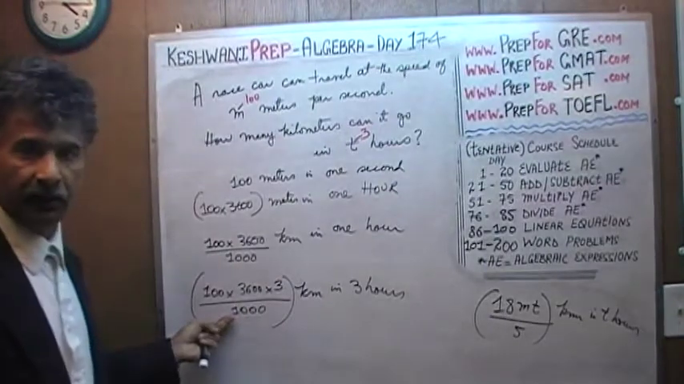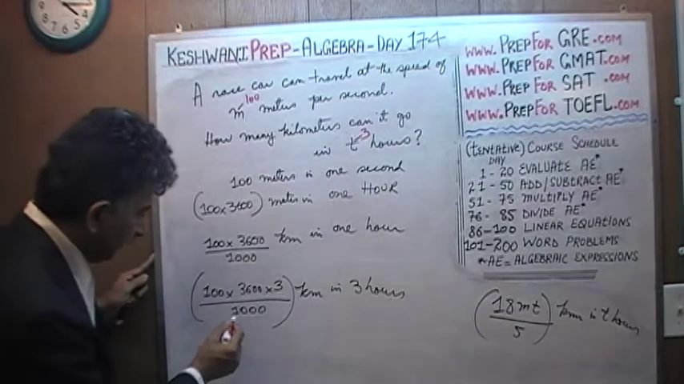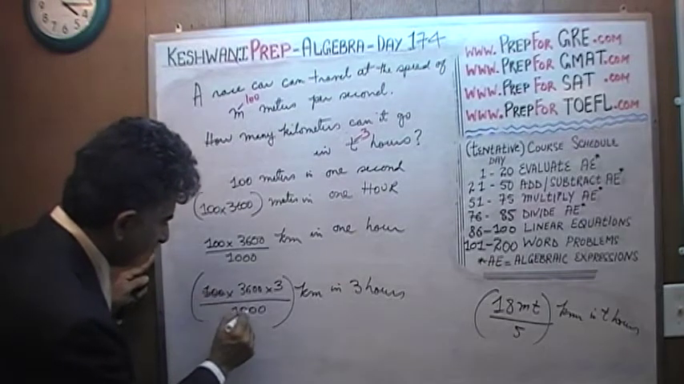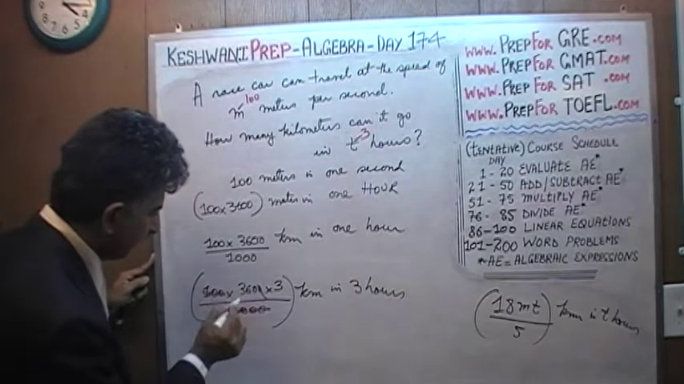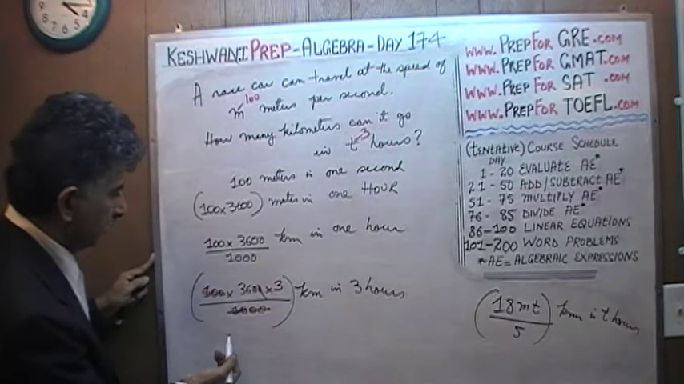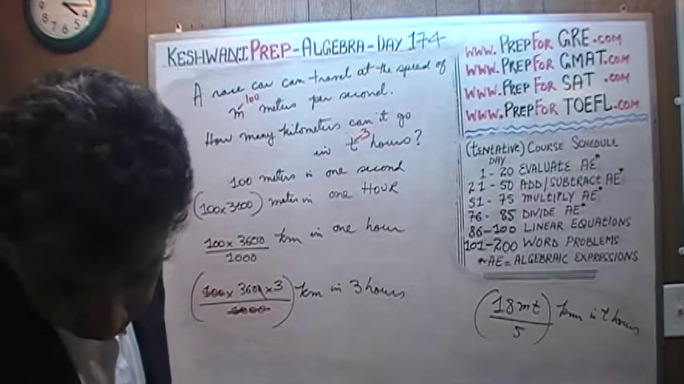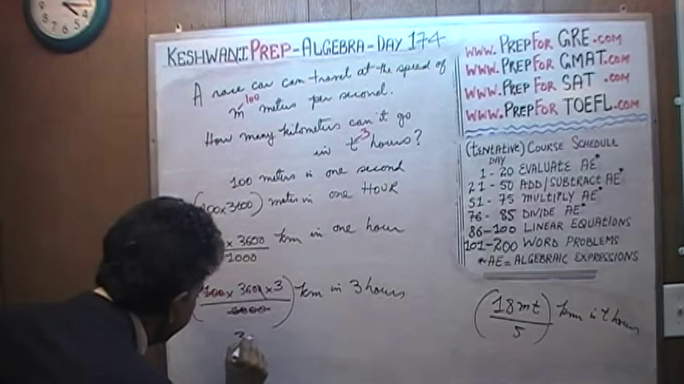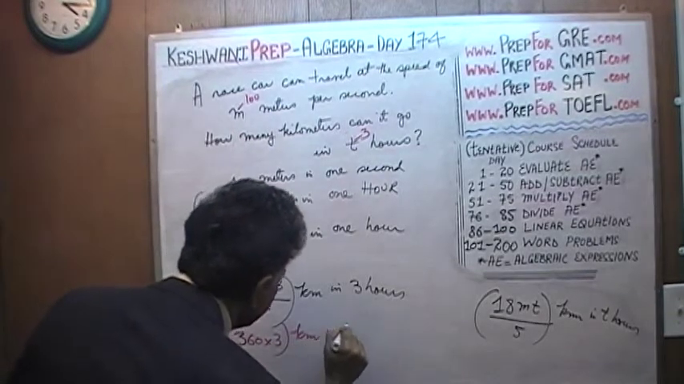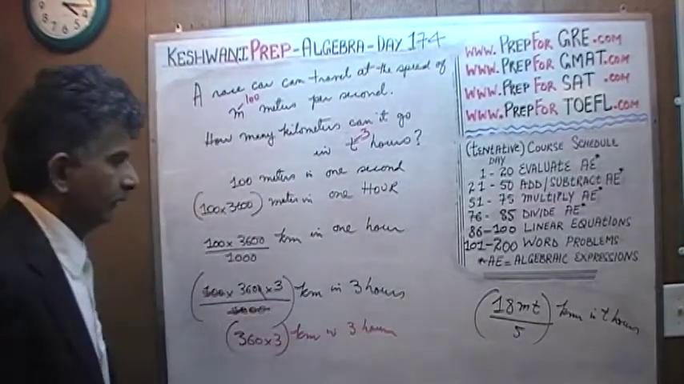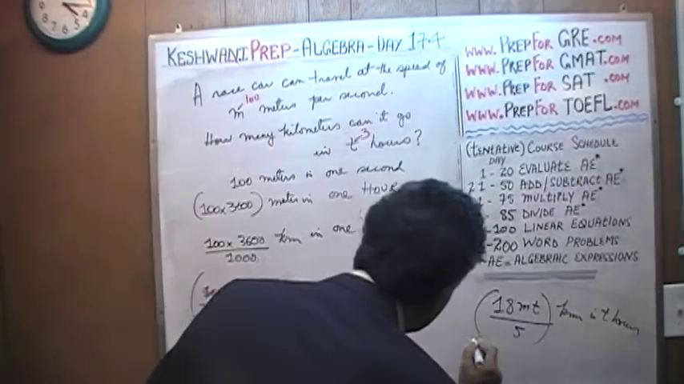We're going to find the answer, and then we're going to see if this guy gives us the same answer. It's very simple. Divide top and bottom by 100. So this 100 goes out and this becomes 10. Divide top and bottom by 10 one more time, so this 10 goes out and this becomes, that's it, 360 times 3. I guess that's it. 360 times 3 kilometers in 3 hours. Let's see what this guy gives us.